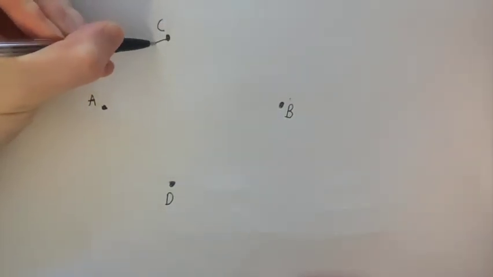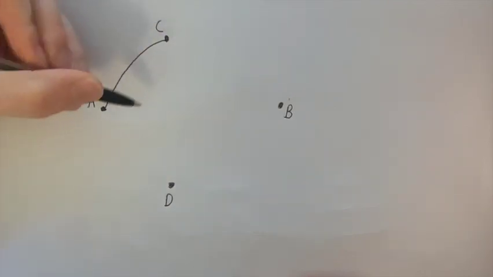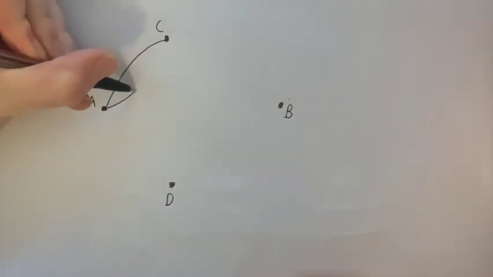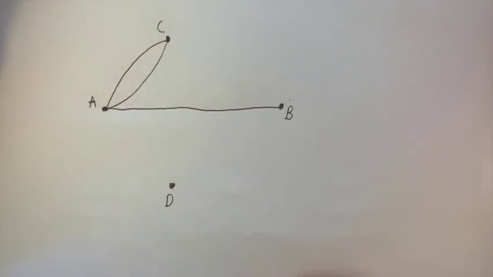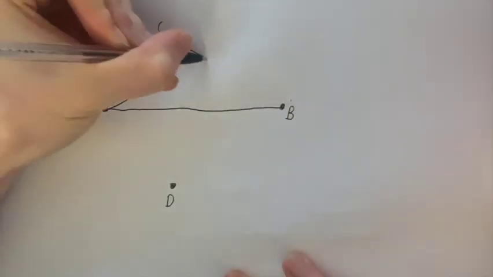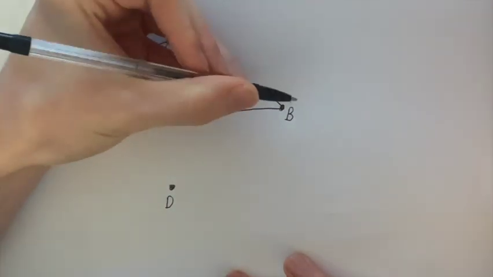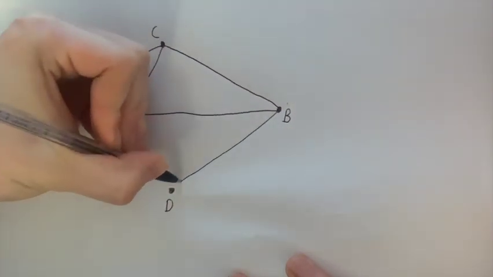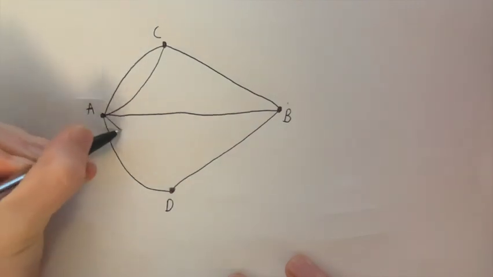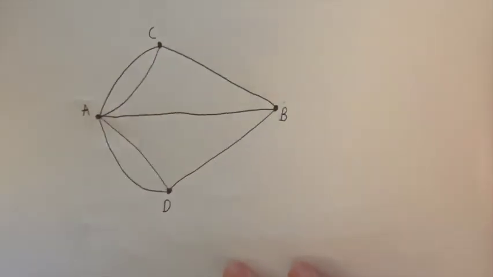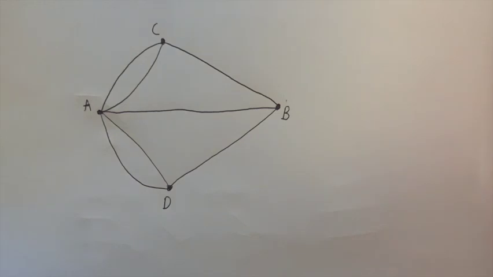We're going to connect them by bridges. So from A to C, there are 2 bridges. From A to B, there's only 1. From C to B, there's only 1. From B to D, there's also 1. And then there's 2 again between A and D. So this is how you can visualize the Königsberg bridge problem as a graph, which is what Euler was trying to do.